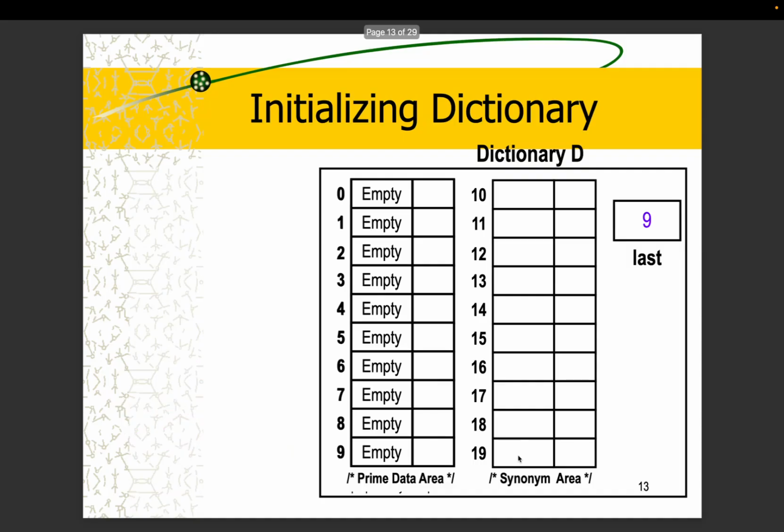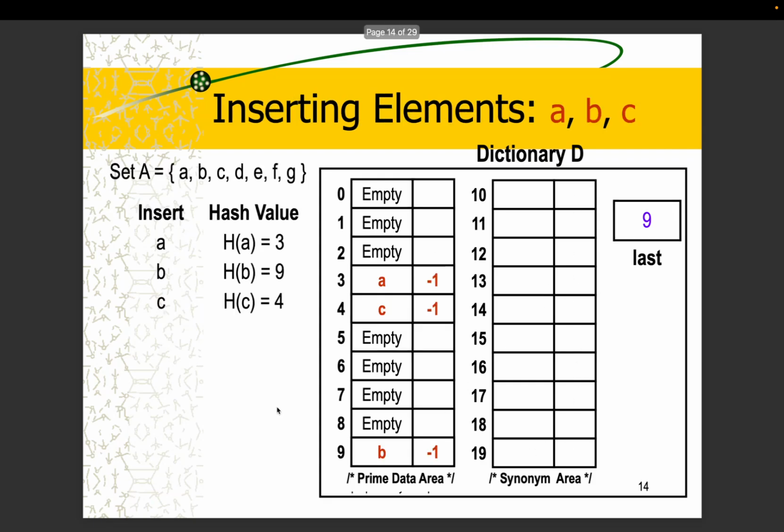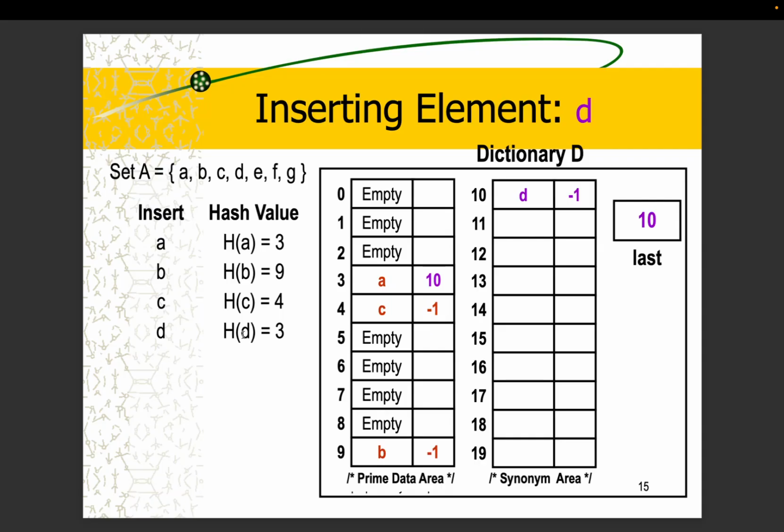It is, because take a look. So now I have all of my empty elements, and I have a link to your synonym. So take a look at what happens when I insert. A is at index 3, B is at index 9, and C is at index 4. Because they don't have any synonyms yet, I will set their links to -1. Very simple.